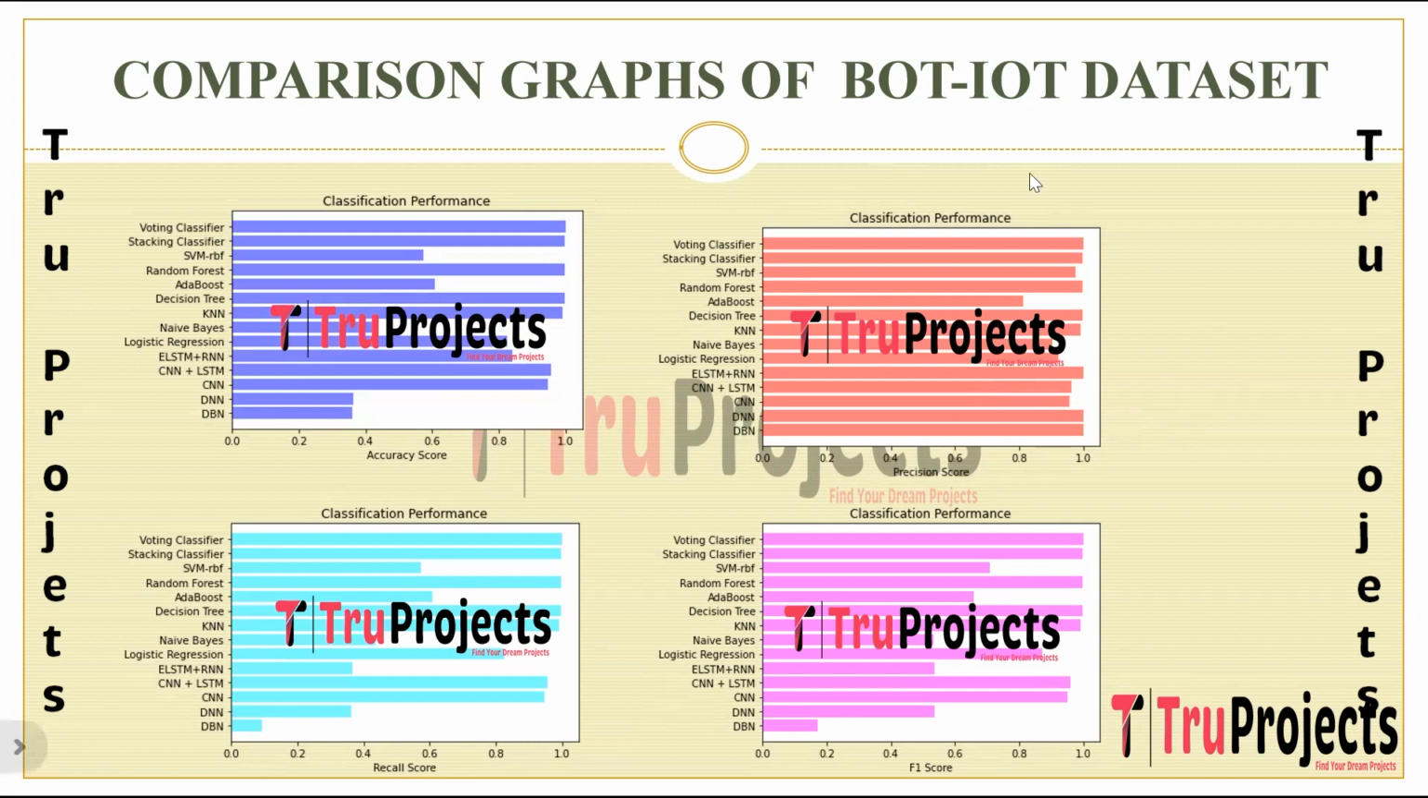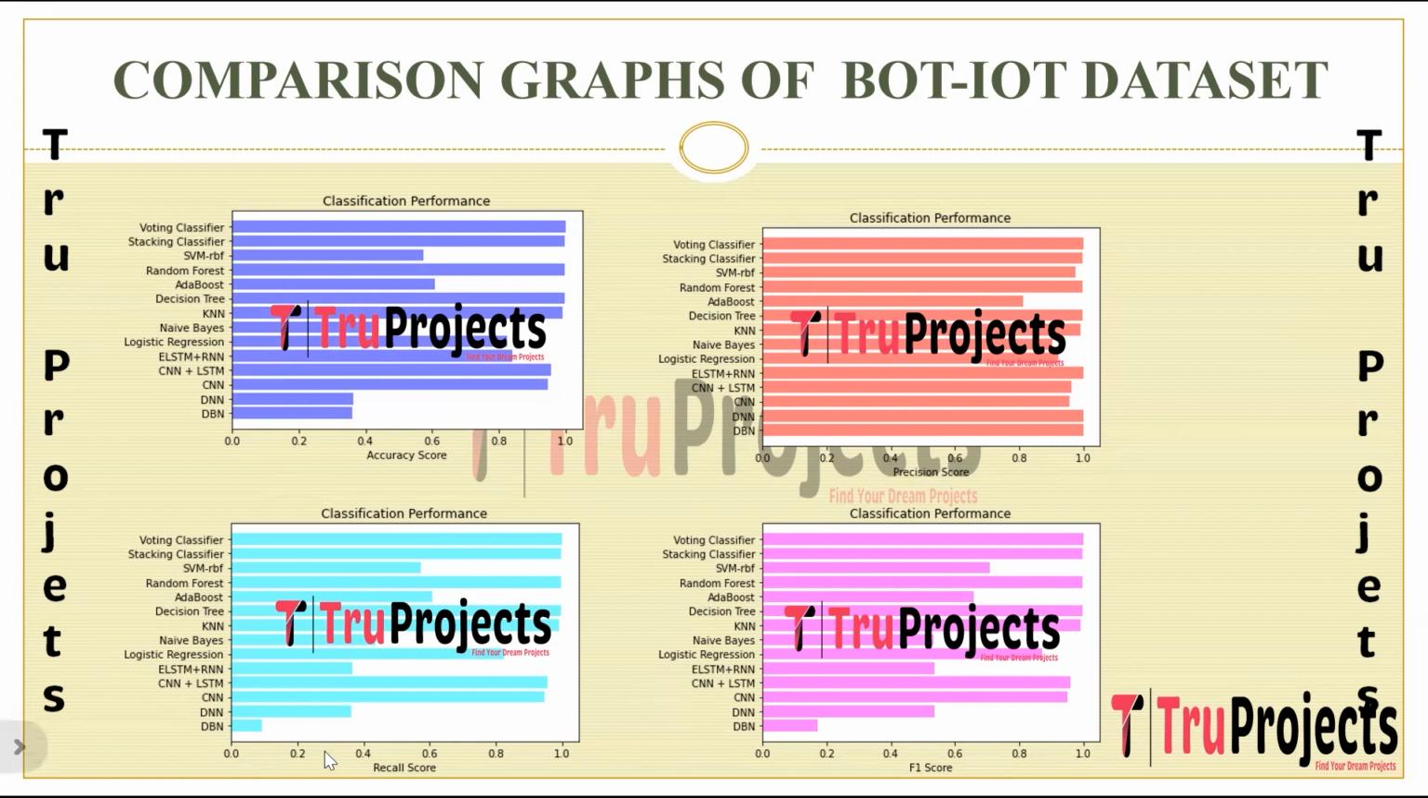This is the precision comparison graph. On the x-axis, we have precision score, and on the y-axis, we have algorithm name. Precision is a metric that assesses the accuracy of positive predictions made by the model. It calculates the ratio of true positives, correctly predicted positive instances, to the total number of positive predictions. True positives plus false positives.